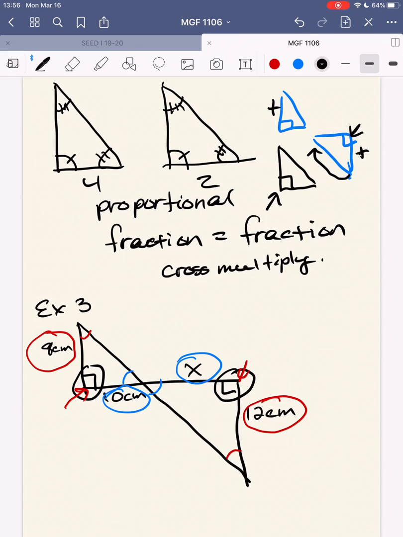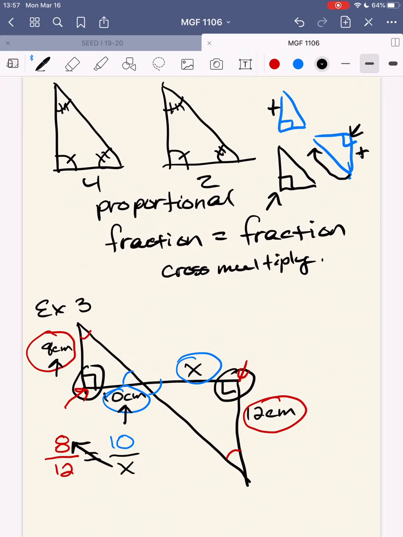My proportional sides in red are 8 and 12. Notice I'm not going to worry about the units. The units are still going to be centimeters. That's going to be equal to, now I want to keep the side that matches this that I'm given with that number, so I want to make sure my 10 ends up here. Which means my last piece, my X, ends up here, which I'm solving for. Now we're allowed to cross multiply.